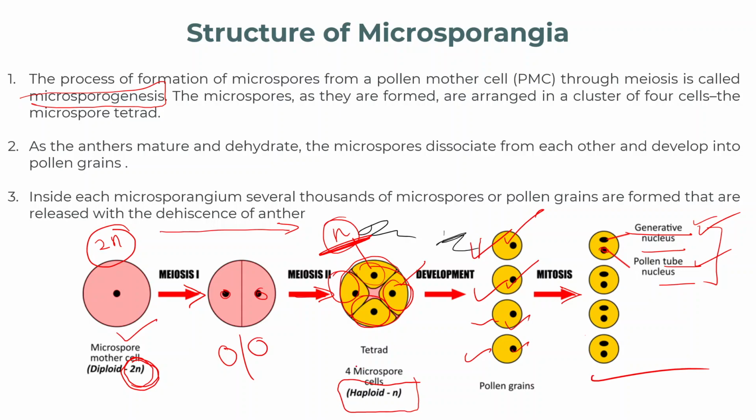Inside each microsporangium, several thousands of microspores or pollen grains are formed that are released with the dehiscence of anthers. So I told you that this bilobed anther structure had a groove on it, and that groove was like a cut so that we could release the pollen grains from it. So on maturity, all the pollen grains are going to be released from the anther.